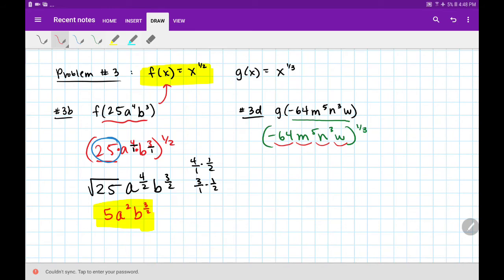Since we're dealing with a number, I'm not going to write negative 64 to the 1/3. Instead, I'm immediately going to go cubed root of negative 64. Now our variables, let's fill in that invisible exponent right there. That's w to the 1. And put these all over 1 and multiply. That'll be m to the 5 over 3, n to the 3 over 3, and then w to the 1/3 power.